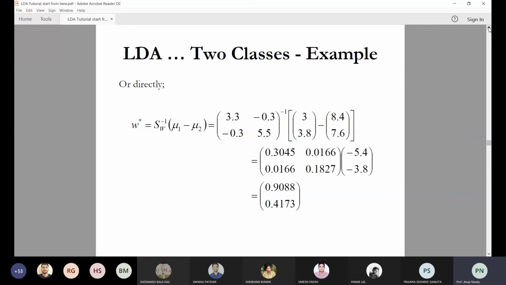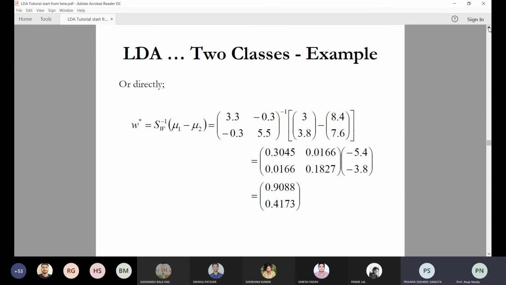Until you find the exact optimum value of W, you cannot project it. So your job is to find the optimal value of W for which the projection will be done into a lower dimensional space, keeping in mind it will preserve the maximum class discriminating information. So this W that you are getting is multiplied with the original X for each data point. Okay, sir.